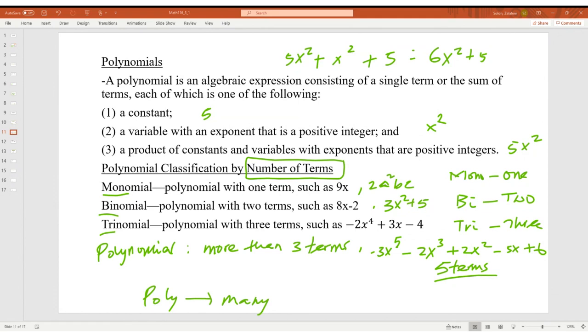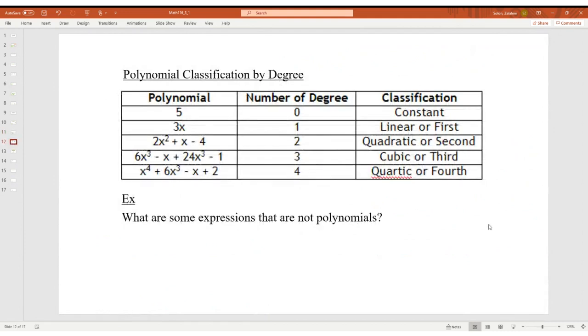Now we'll see the second way to classify polynomials. It's by the degree of the polynomial. If you see the middle of the table, you have degree 0, degree 1, degree 2, degree 3, degree 4. Now 5 is a constant number, so it doesn't have a variable. That means it is degree 0. You can carry 5 and 5x to the power of 0 are the same because x to the power of 0 is 1. That's why we have degree 0. So a degree 0 polynomial is called a constant.